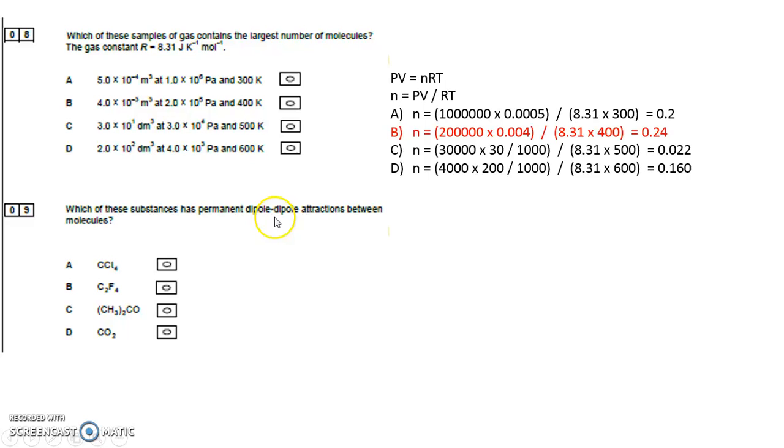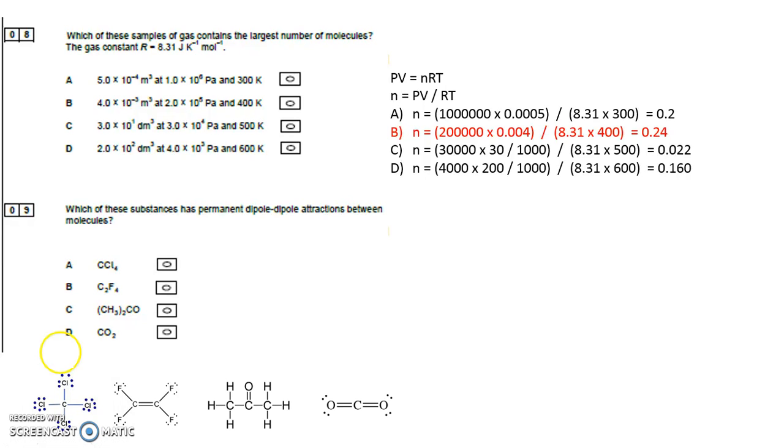Question 9: which of these substances has permanent dipole-dipole attractions between the molecules? CCl4, C2F4, CH3 twice CO, so that's propanone, and carbon dioxide. Well, let's have a look at the molecules first of all. So CCl4 is carbon surrounded by 4 Cls. C2F4 is double bonded carbons surrounded by 4 Fs. Propanone is CH3 with a C double bond O in the middle. It's a ketone, propanone, and carbon dioxide is CO2.